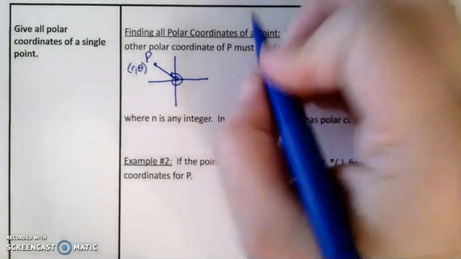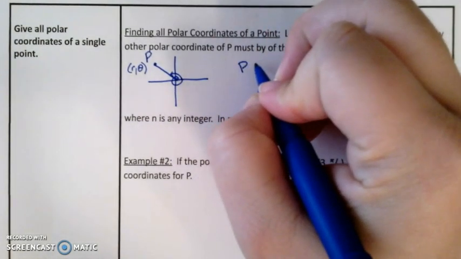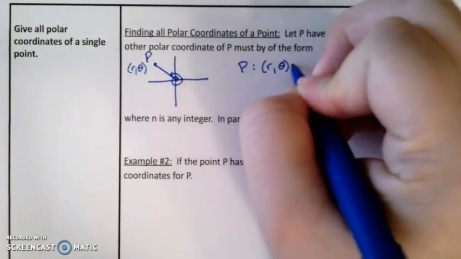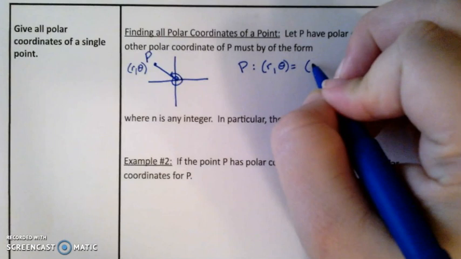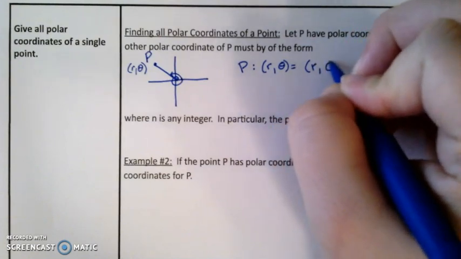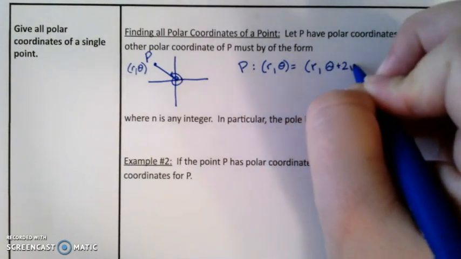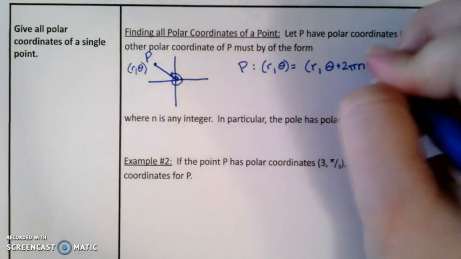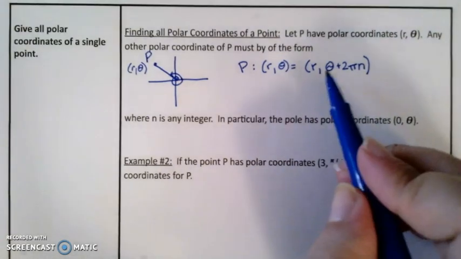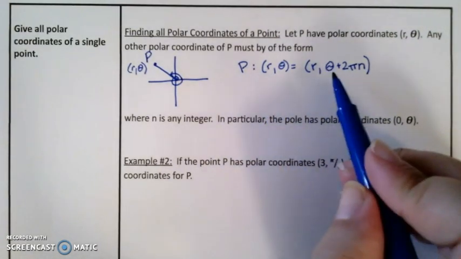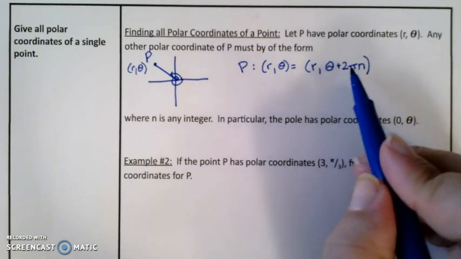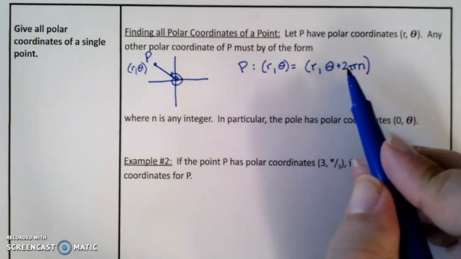So what we end up with is that P could be written as r, theta, could be written as r, theta plus 2 pi, and I could go around as many times as I want, so I could say 2 pi n. So now I'm saying the point has the same coordinates if I go around as many rotations as I want.